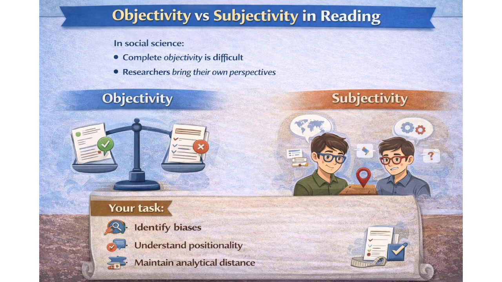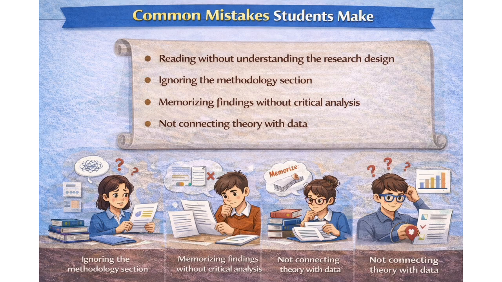Objectivity versus subjectivity in reading. In social science, complete objectivity is difficult. Researchers bring their own perspectives. Your task: identify biases. Understand positionality. Maintain analytical distance.